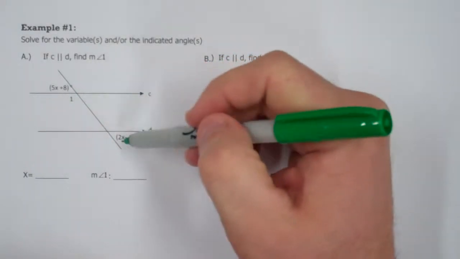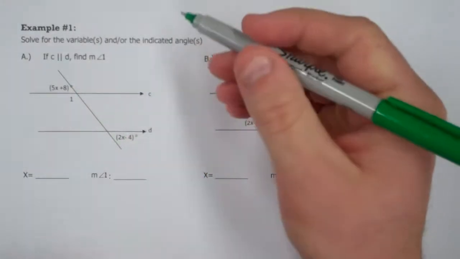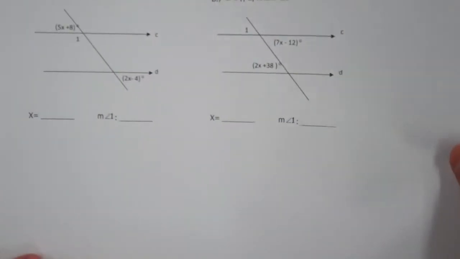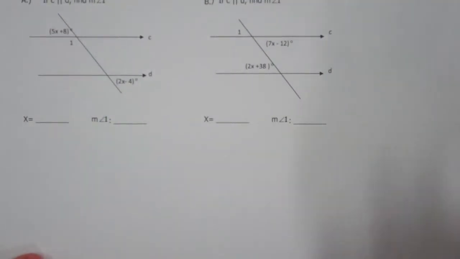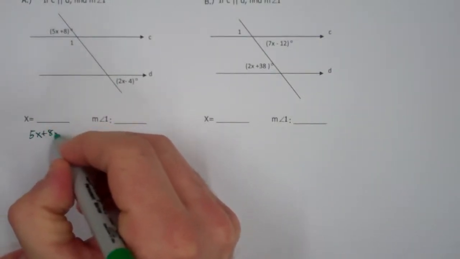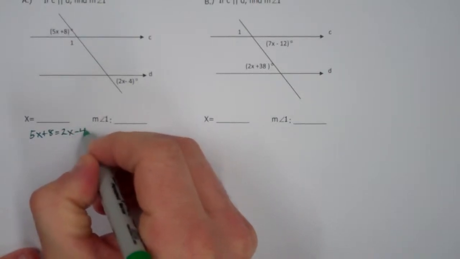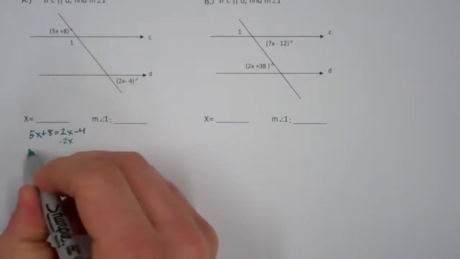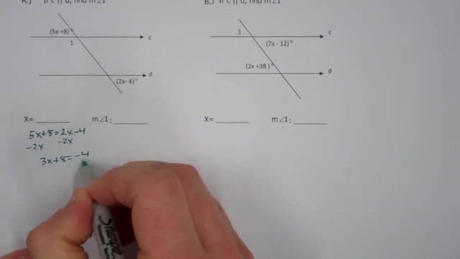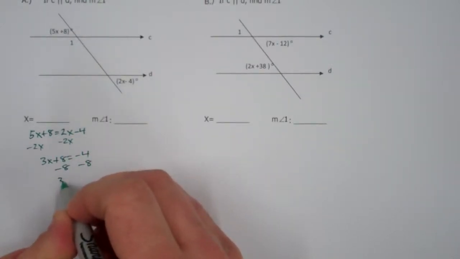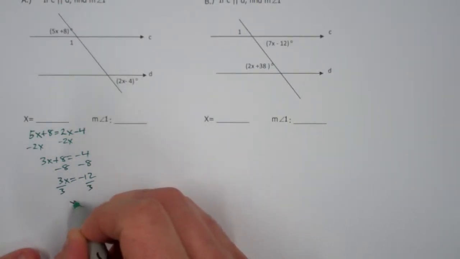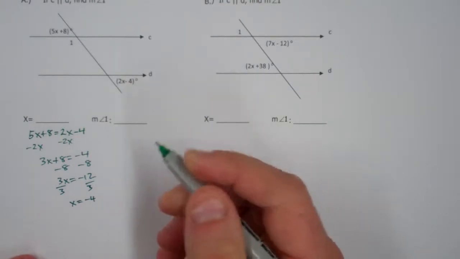These angles here with the expressions, those are going to be alternate exterior angles, and we know that alternate exterior angles are congruent. So to solve for x, we're simply going to set each of those measures equal to each other. We can subtract 2x here, subtract 8, 3x is equal to negative 12, divide by 3, and x is negative 4.